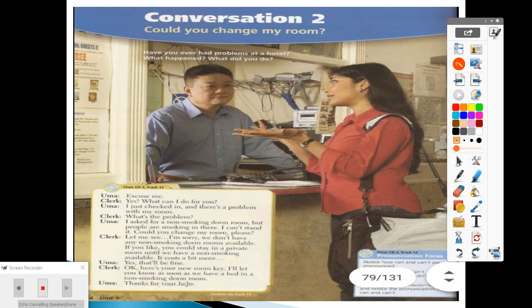Conversation two, which is, could you change my room? Could you change my room? She is asking the clerk or the receptionist who is in charge of the rooms in the hotel. He is in charge of the rooms in the hotel. He is managing the distribution of the rooms. He checks the available rooms and the full rooms, the vacancies and the full.